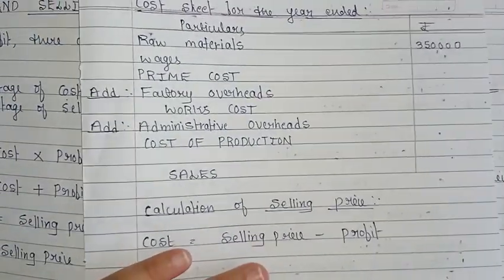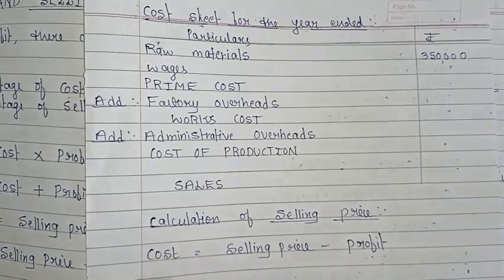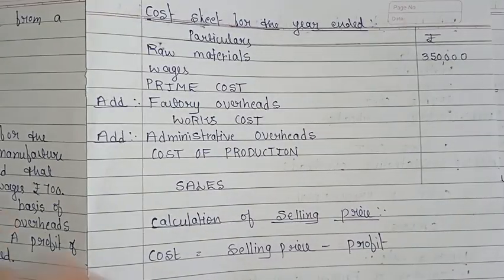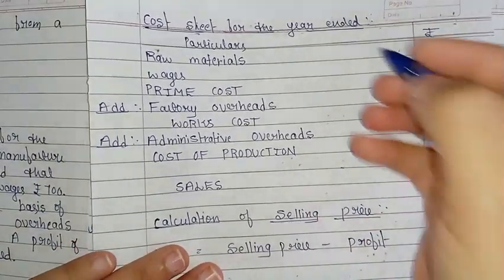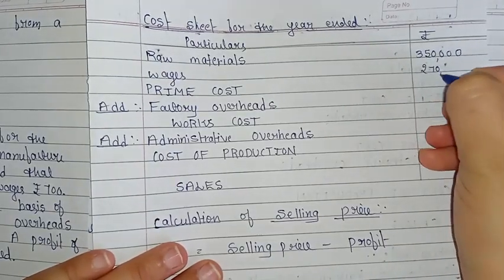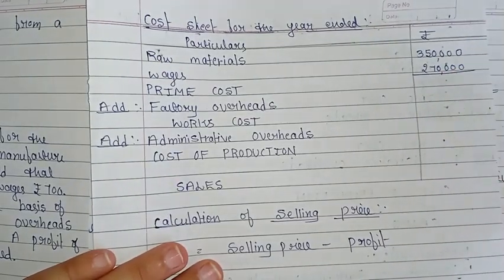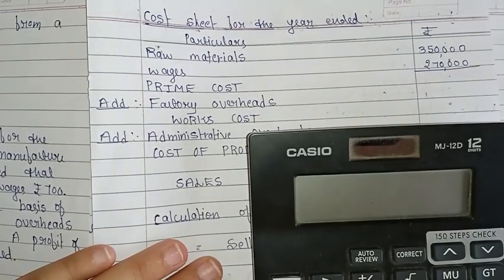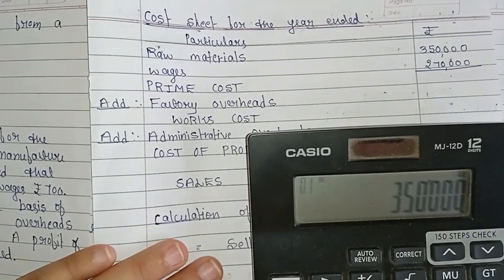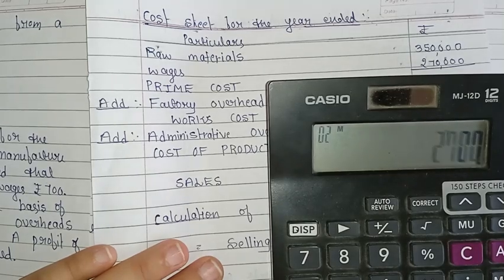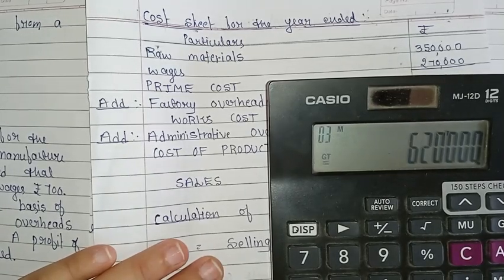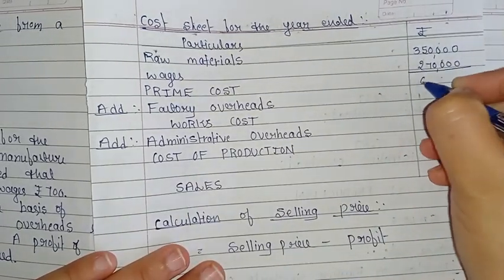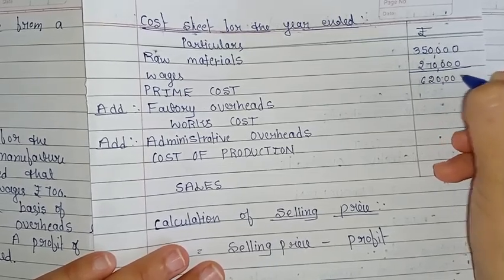Wages how much? That is rupees 2,70,000. Then we will arrive at prime cost. Add 3,50,000 plus 2,70,000 equals rupees 6,20,000. That is our prime cost.